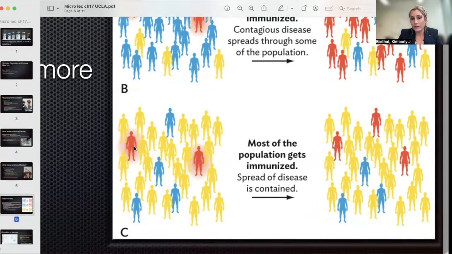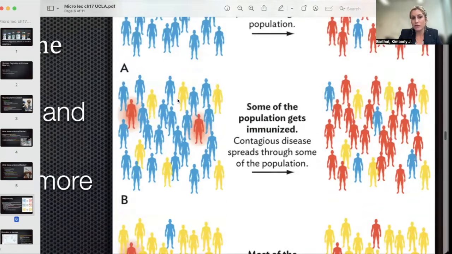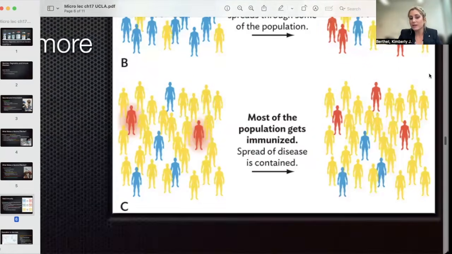And we have two infected individuals. We had two here, we had two here. We see the spread of the red infected individuals is diminished because we have so many people that are immunized, and they end up protecting the non-immunized individuals.